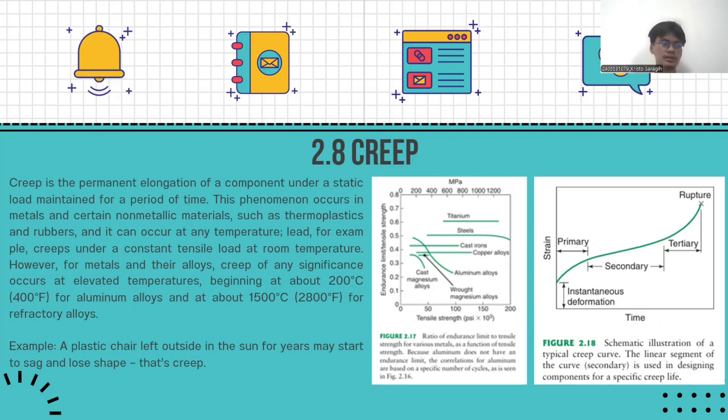However, for metals and their alloys, creep of any significance occurs at elevated temperature, beginning at about 200 degrees Celsius or 400 degrees Fahrenheit for aluminum alloys and at much higher temperatures for refractory alloys. For example, a plastic chair left outside in the sun for years may start to sag and lose shape. That's creep.